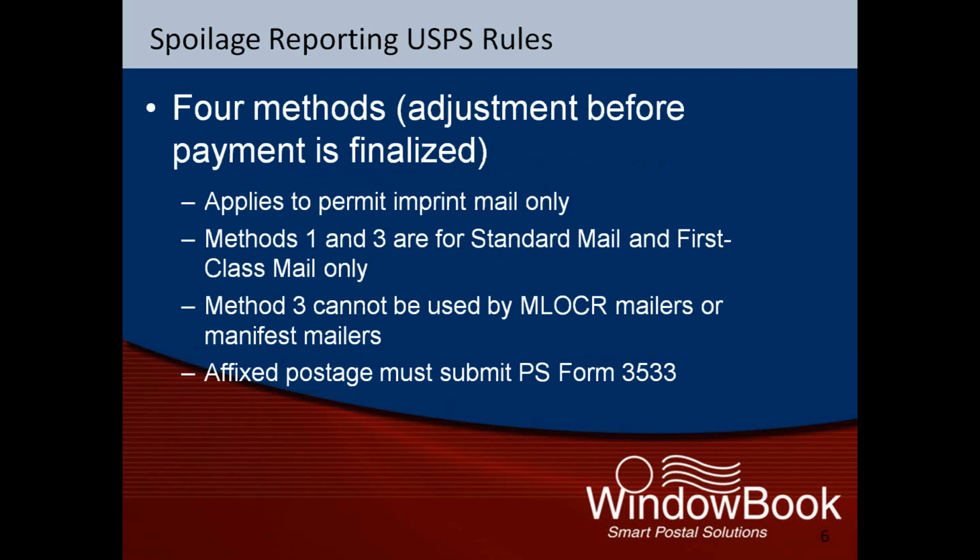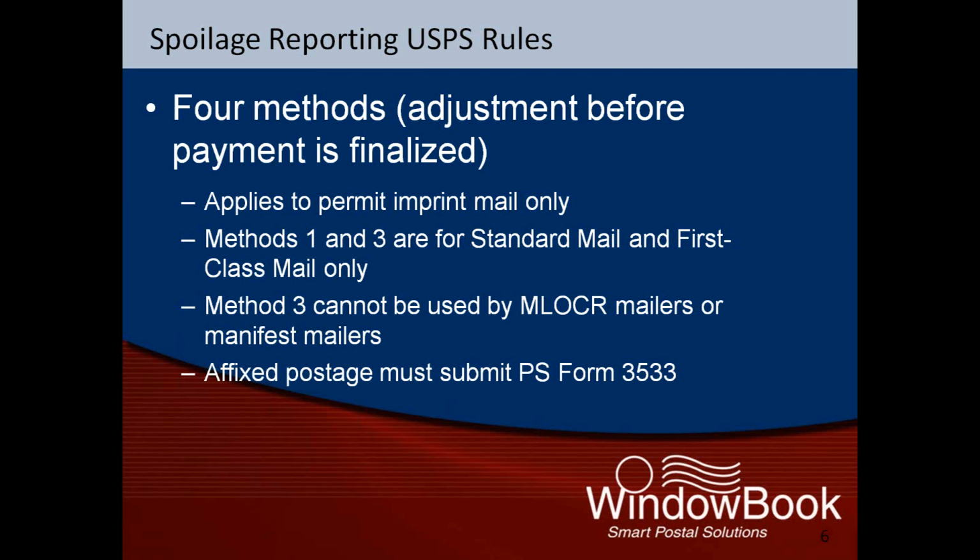The Postal Service has provided specific guidelines for reporting spoilage. These are detailed in A Guide to Intelligent Mail for Letters and Flats. There are 4 methods for handling spoilage. All 4 methods apply to adjustments that are made before the final postage is made. Any spoilage reporting done after postage payment is finalized must be done manually using a hard copy form requesting a postage refund. We'll review this option in a moment.